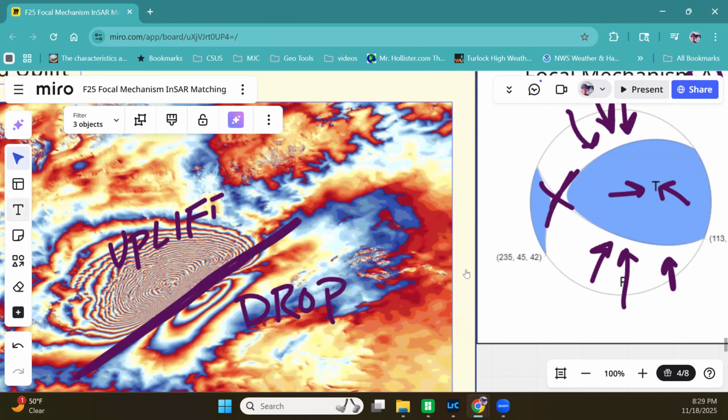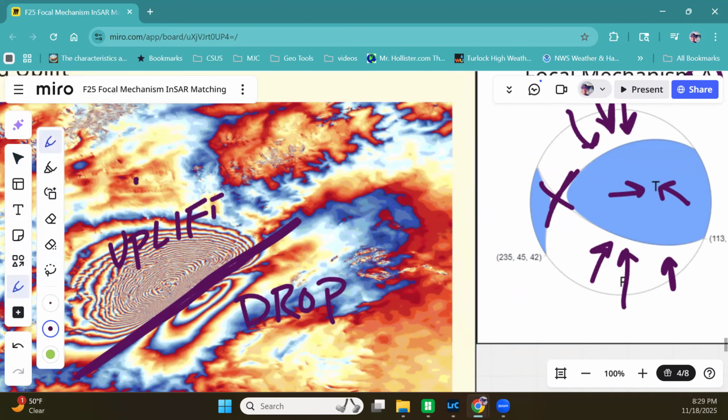So this would be our hanging wall or head wall. So I'd put like HW right there. And then the drop block would be relative to the other one. So that's going to be kind of our foot wall over there. So that's how I would label that.